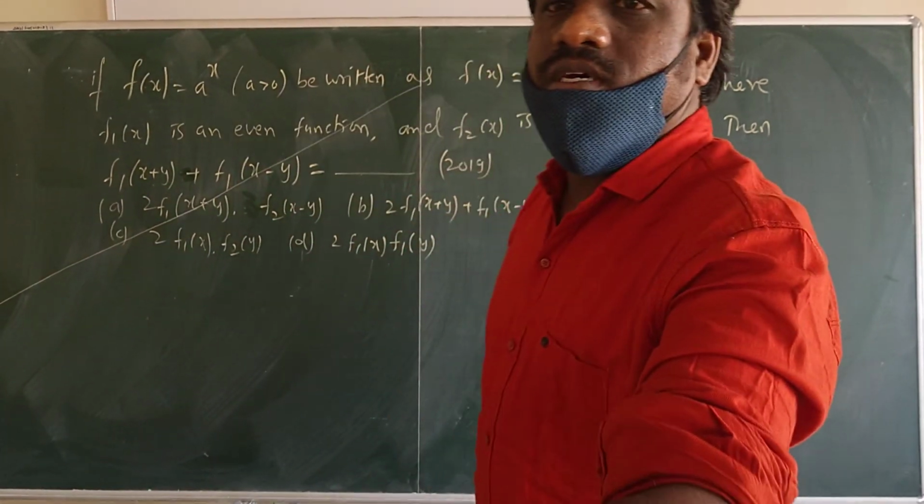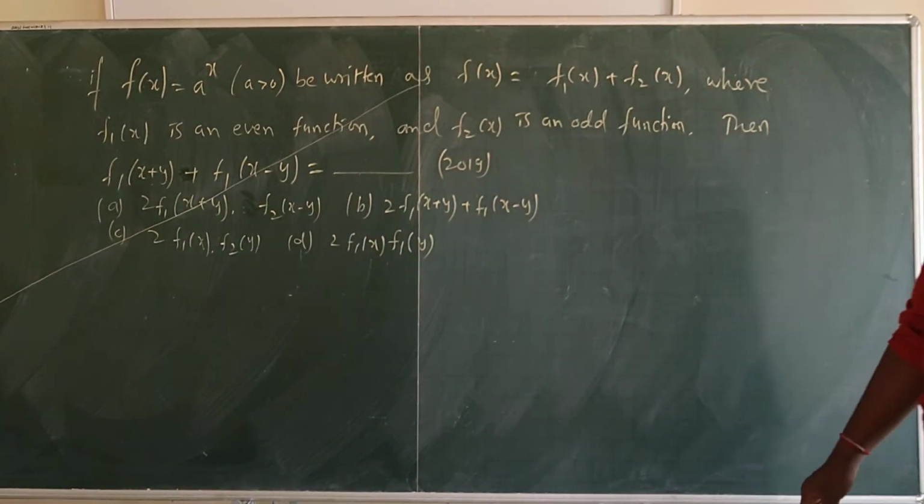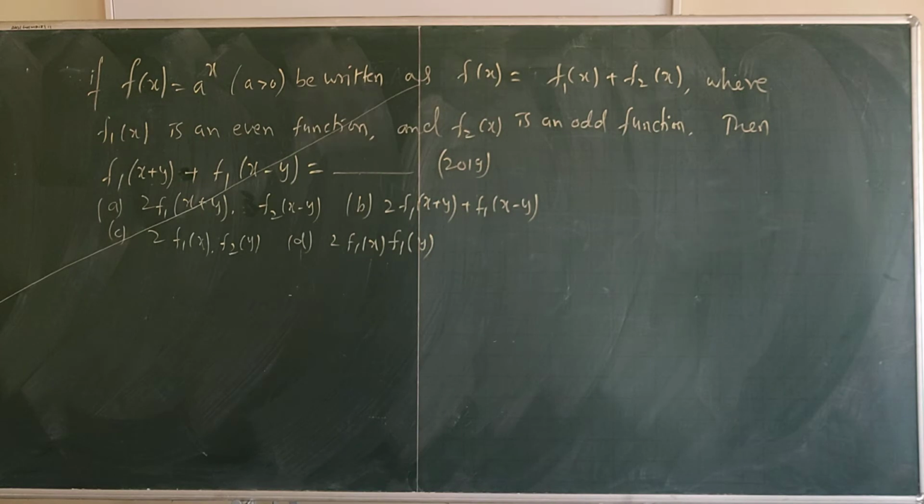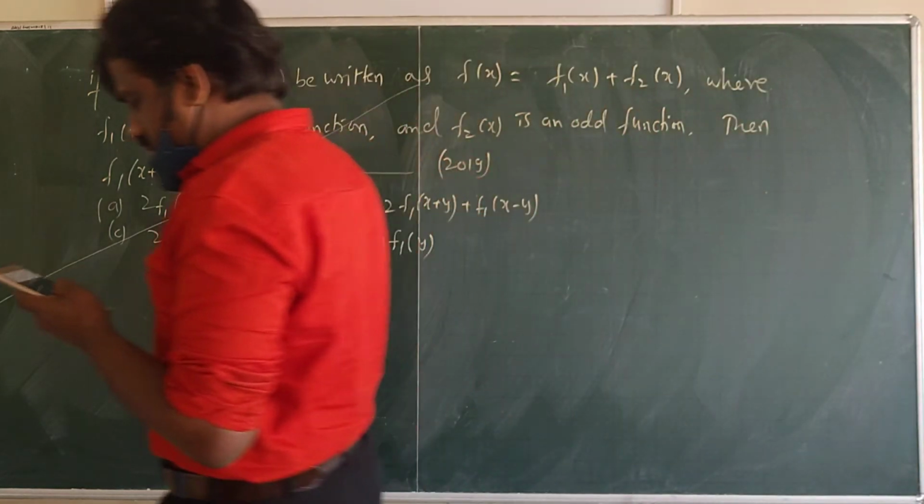JEE question. What is the question here? f(x) = a^x is written as f(x) = f1(x) + f2(x), where f1(x) is an even function and f2(x) is an odd function. Then what is the value of f1(x+y) and f1(x-y)? Both are f1.